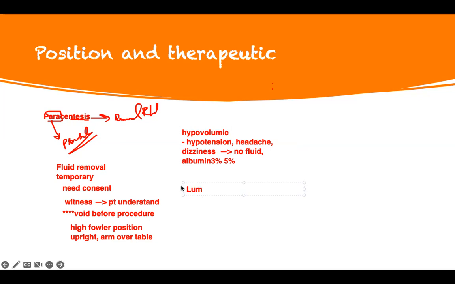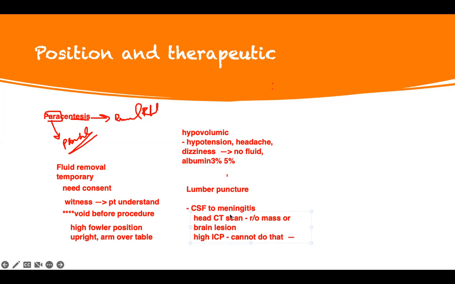That's all. Lumbar puncture. This is usually done to collect the CSF to evaluate for something like meningitis. You cannot do this without a head CT scan. You need a head CT scan to rule out a mass or brain lesion. Otherwise, they have brain herniation. So this is a contraindication. Before any lumbar puncture, the patient needs a head CT scan. Very, very important. That's number one. You have to do that.